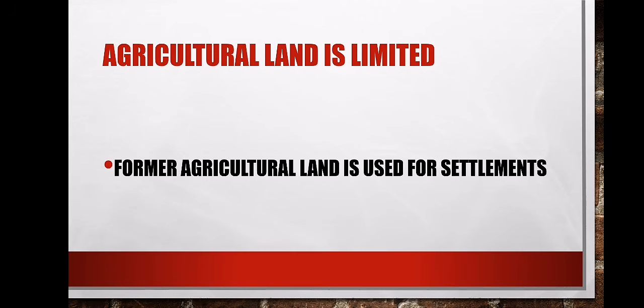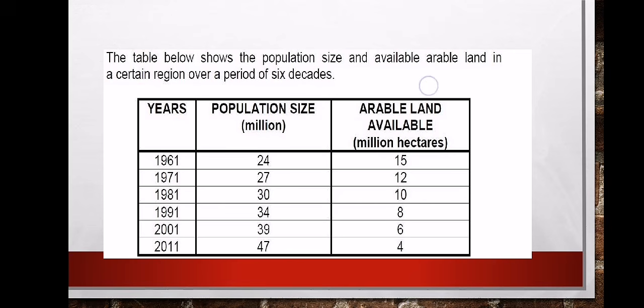Even if it happens that the land becomes mountainous, it means it is now limited, because it is no longer used for what? For farming. It is not suitable for farming. Hence we say the arable land decreases. That's how we understand that the land is agricultural land is limited. That is number 2. The first one is land is subject to the law of diminishing return. The second one is agricultural land is limited. Let's look at this table.